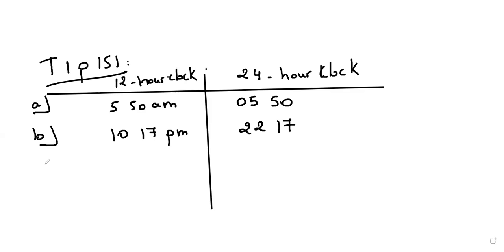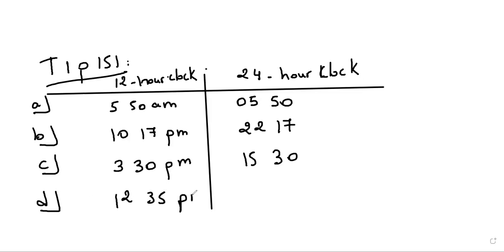For this one, C, I have 3:30 in the afternoon. This is how you write it in the 12-hour clock. If I would like to write it in the 24-hour clock, I just need to add 12 to 3, so it will be 15:30.